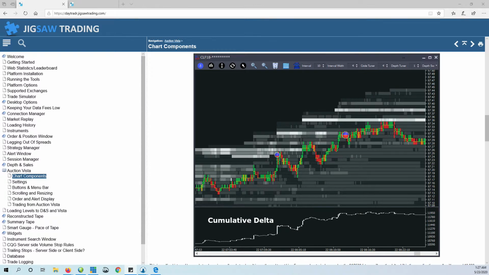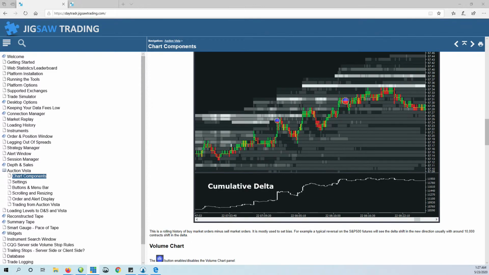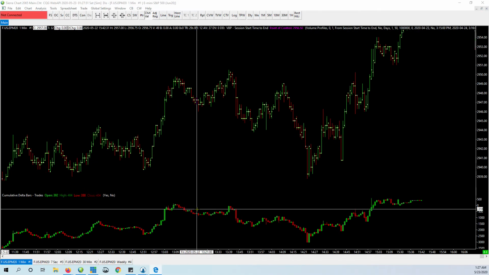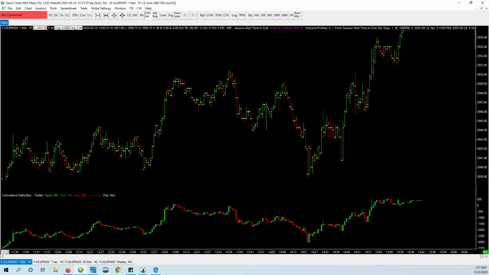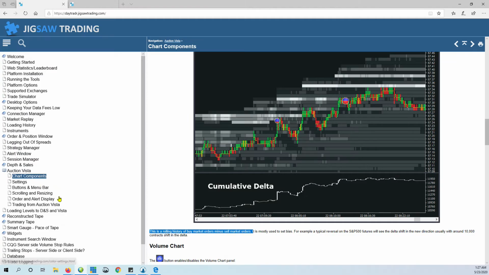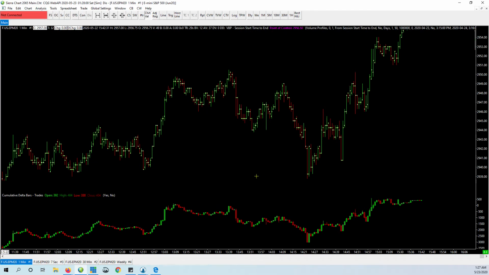So what exactly is it? It's going to be this squiggly white line down here that says cumulative delta. It is going to be a rolling history of buy market orders minus sell market orders. So you can also see it here. It looks like a candlestick chart down here, but it's not. It's literally the same thing as this. It just looks a little different.